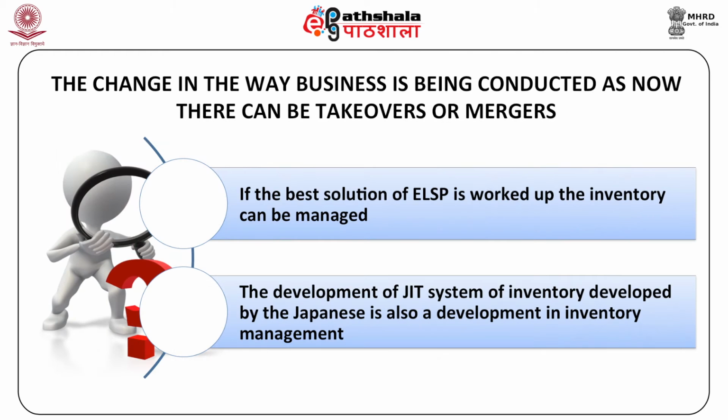Another important aspect of working capital management is the management of inventory, and there is also a recent development providing a solution to the economic lot scheduling problem. If the best solution of ELSP is worked out, the inventory can be managed. The JIT system of inventory developed by the Japanese is also a development in inventory management. But value chain analysis is of recent origin, which is broader in concept than the JIT system.